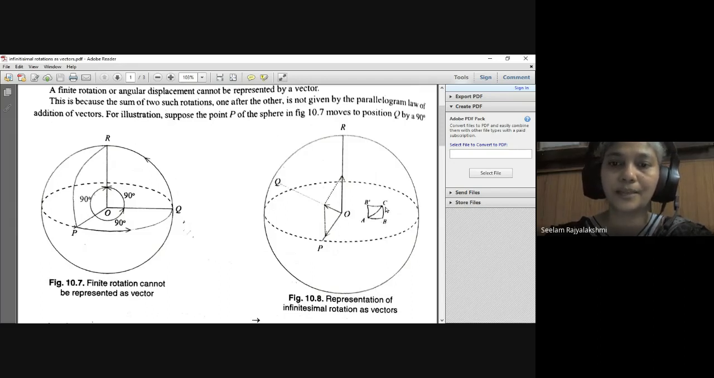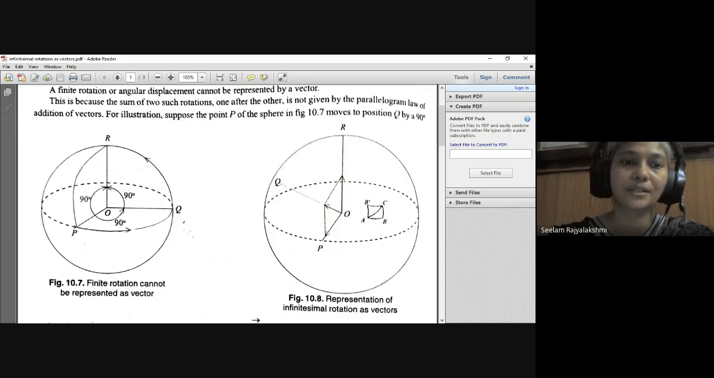So a point on the sphere moves from A to B, considering OR, and from B to C, considering the OP direction. And a single path from A to C, along OQ, is in a single direction. This AC is the diagonal of the parallelogram formed. That's why this is the representation of infinitesimal rotation as a vector.